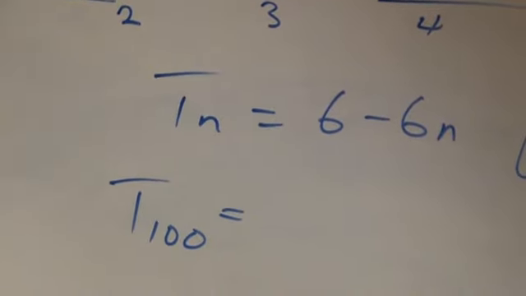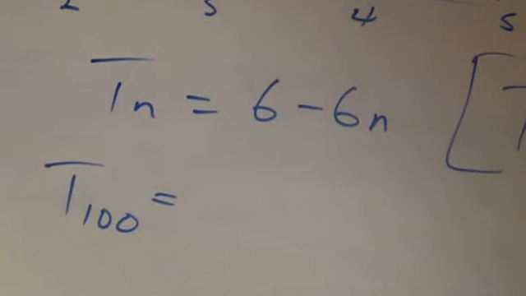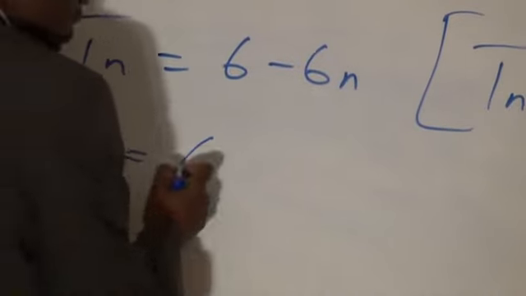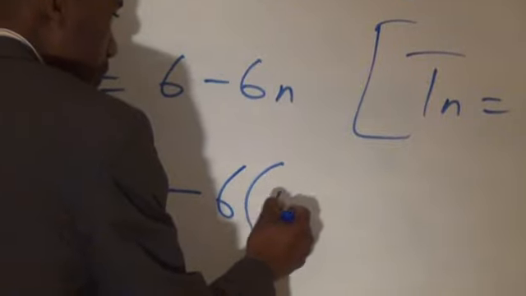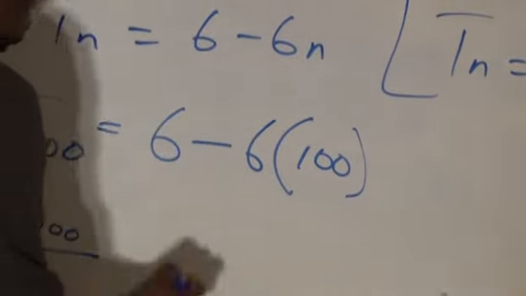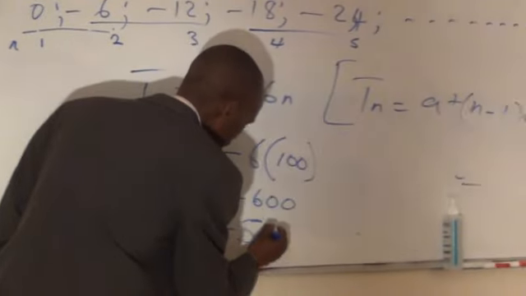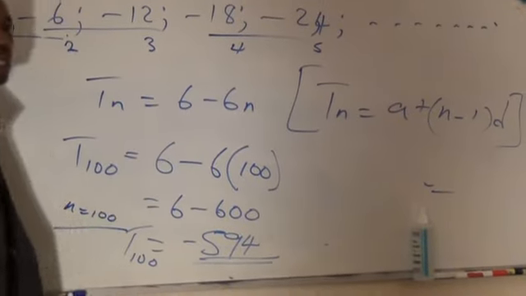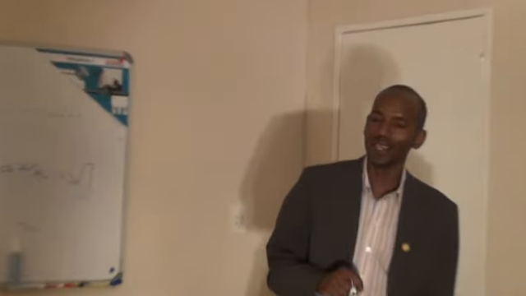So if you want T100, say, how do we find the 100th term? What is n equal to? If we are looking for T100, n equal to 100. Good. So T100 will be equal to 6 minus 6 times 100, which will be equal to 6 minus 600, which will be equal to minus 594. So T100 for this sequence is minus 594. Are we happy? Okay, good.